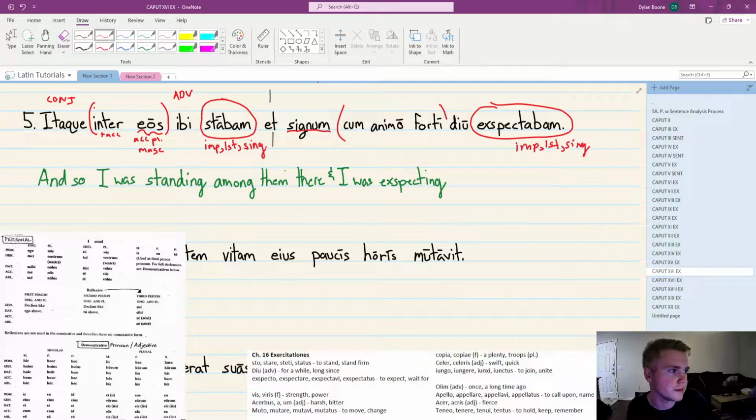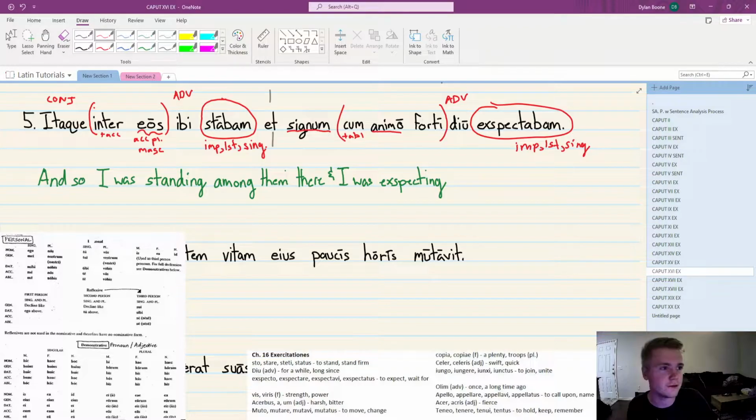I'll close it here for now, but I'll justify that later. You could close it around the animo. That'd be fine. Diu is an adverb, and forti is one of our brand new third declension adjectives. So we'll do that one last. Cum, as you should know by now, takes the ablative.